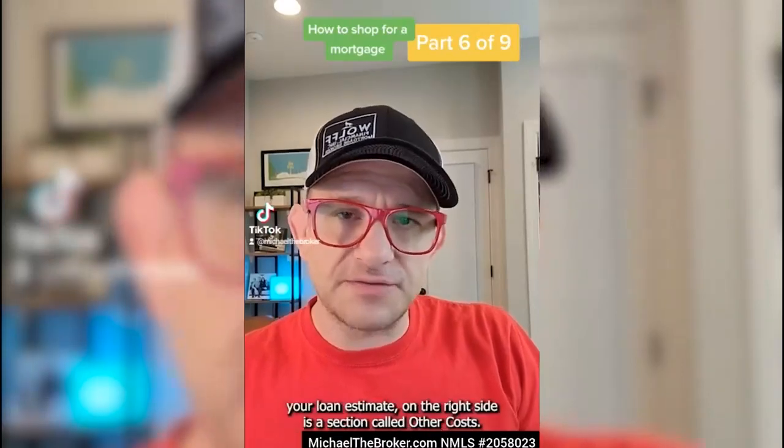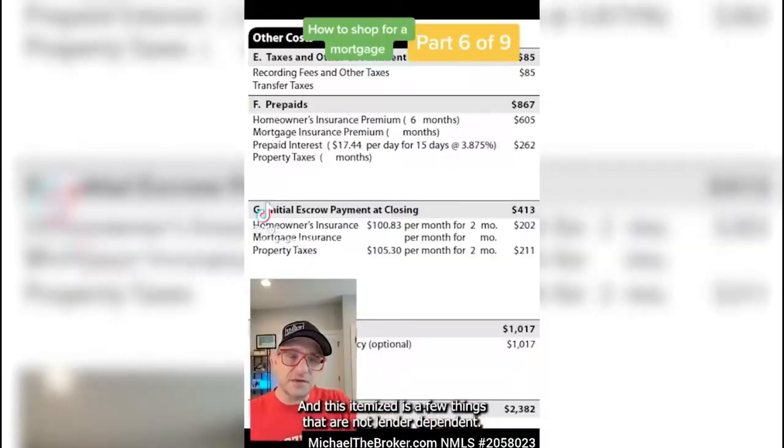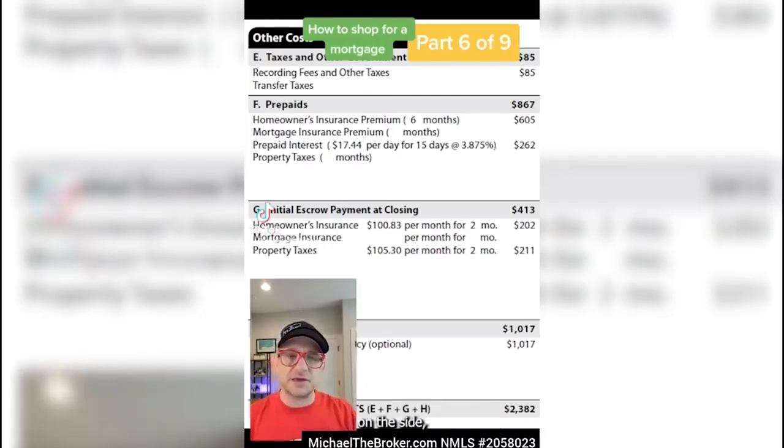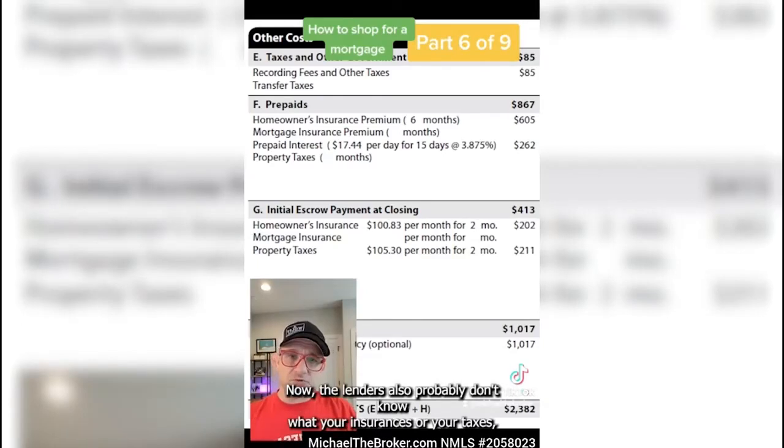All right, on page 2 of your loan estimate, on the right side is a section called Other Costs. And this itemizes a few things that are not lender dependent. Now, of course, if the lender does not include transfer taxes, then they're on the hook for it, but this won't affect you in any way. They can overestimate it, but the actual cost for these services on the side, like the county recording, transfer taxes, that's the same no matter what. Now, the lenders also probably don't know what your insurance is or your taxes, or even have a closing date to accurately calculate your prepaid interest.